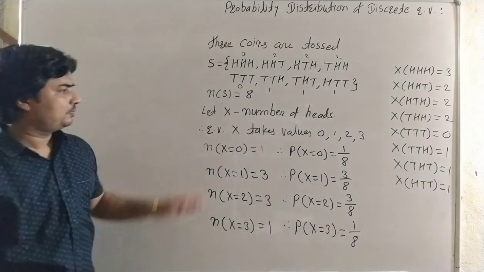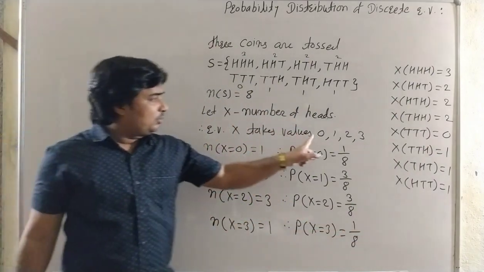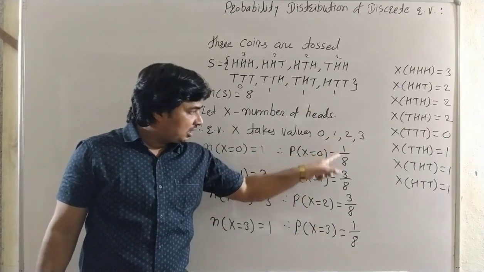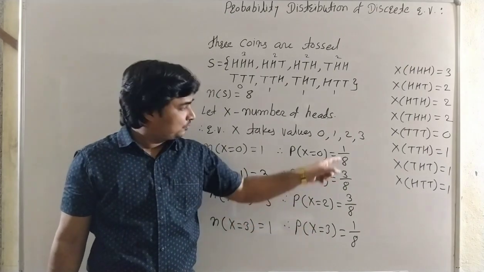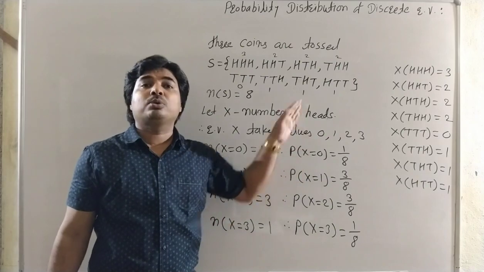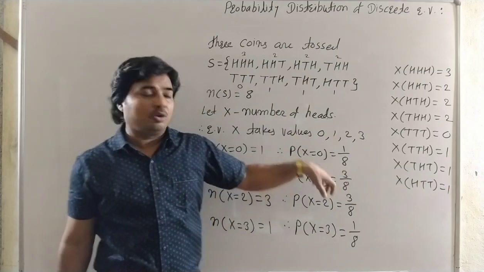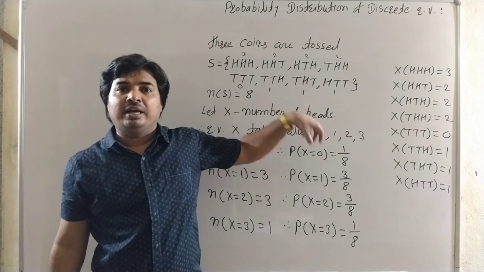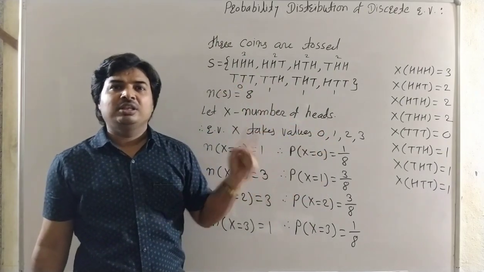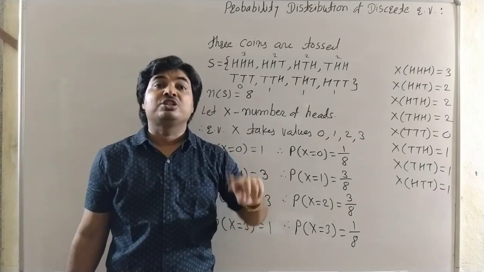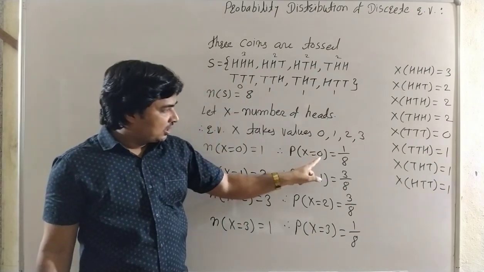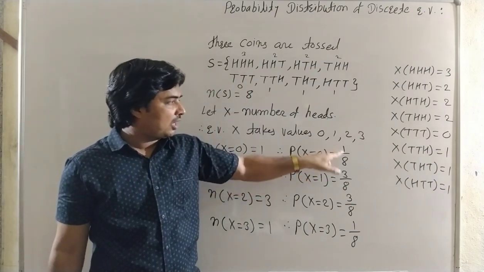See carefully. Here the random variable takes values 0, 1, 2 and 3, and these are the probabilities of the random variable. When X is equal to 0, the probability is 1 by 8, because X is the number of heads and here the number of heads is 0. When 3 coins are tossed, there is only one possibility of 0 heads, when all are tails. So the possibility of 0 heads is 1 out of 8.